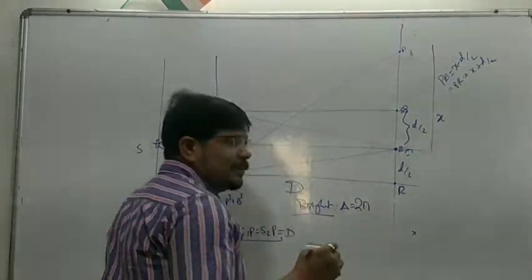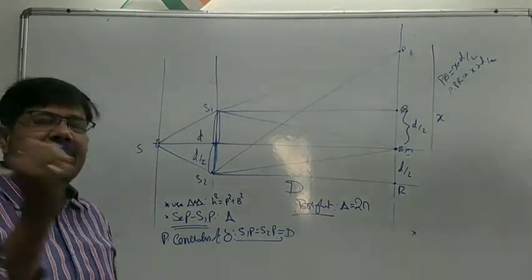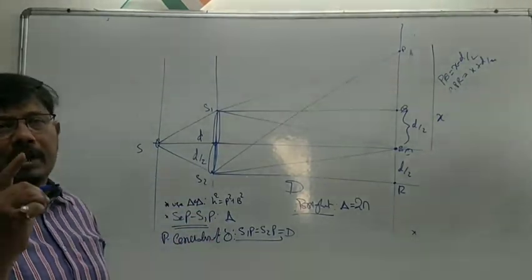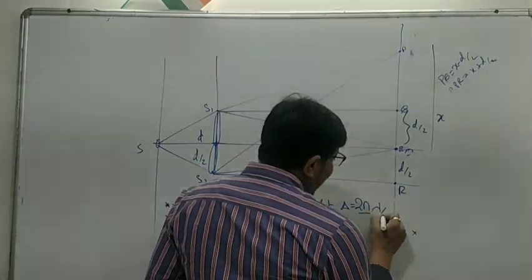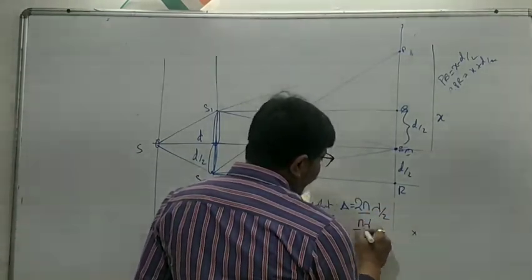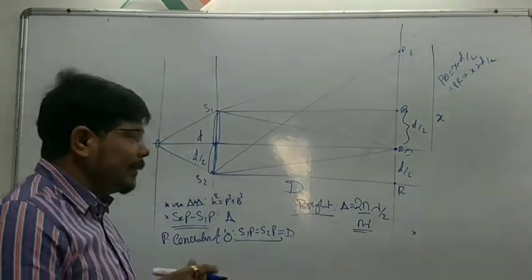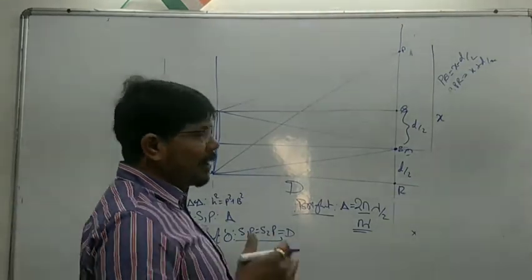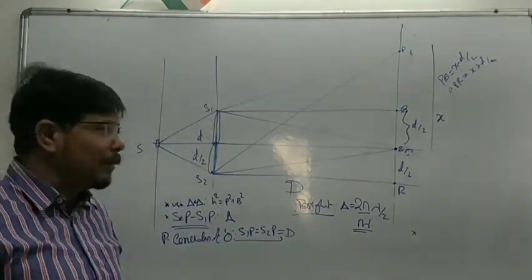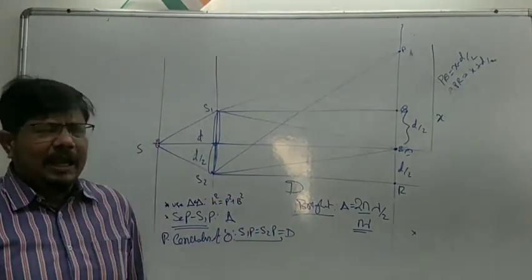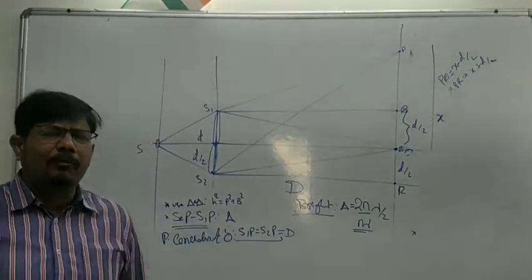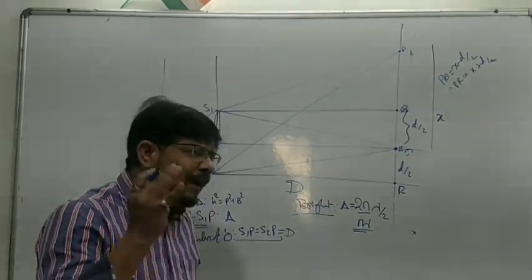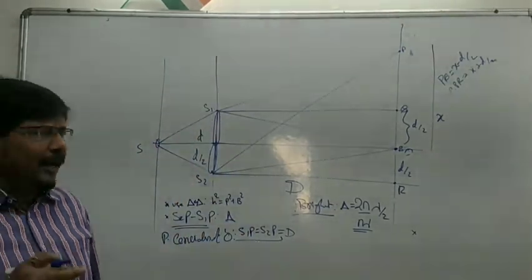Even multiple means in maths, you multiply any number with n, you will get the even number 2n. That is 2n lambda by 2, or integral multiple of lambda. Means 1 lambda, 2 lambda, 3 lambda, 4 lambda, 5 lambda, 8 lambda, 21 lambda. Whatever the lambda, if the path difference is equal to an even multiple of lambda by 2, you will get a bright fringe, definitely.